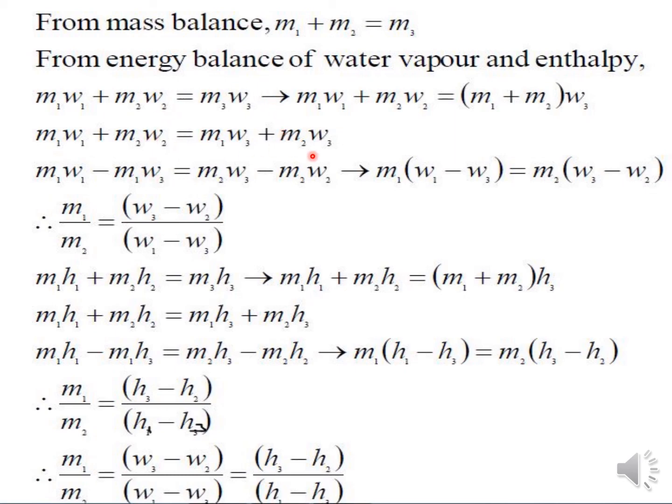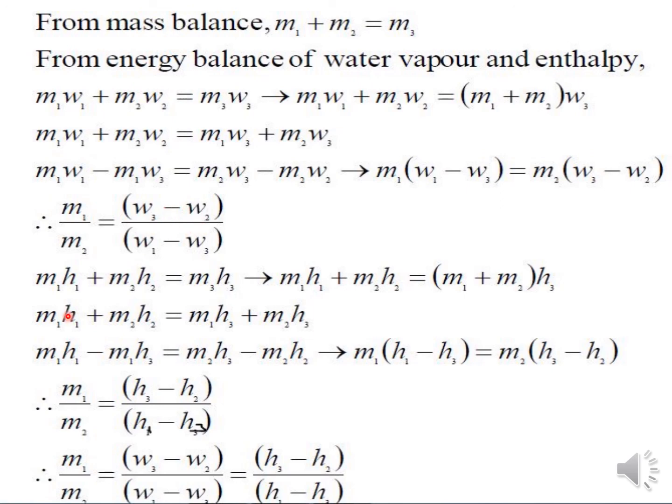This is the mathematical modification. Take the common terms M1 and M2 from this expression. So M1 by M2 is equal to this expression we have here, right? This is how we need to calculate the ratio of masses, or if you want to calculate the specific humidity, you can calculate like this.